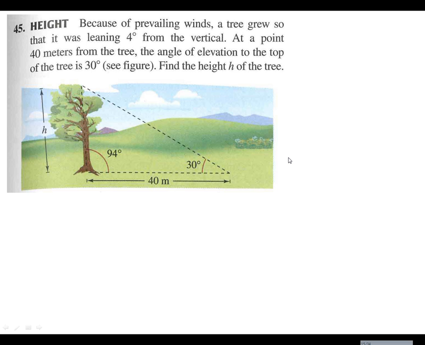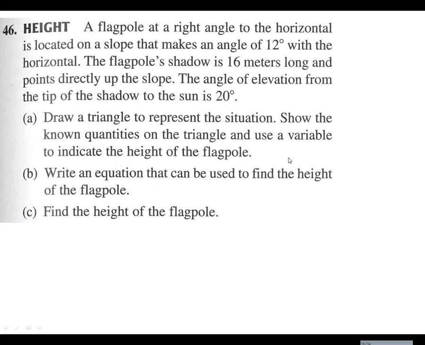Alright, so second half of the 6-1 homework, we're going to get into our word problem. Start with 46. For part A, we need to draw a triangle to represent the situation described above. A flagpole at a right angle to the horizontal is located on a slope that makes an angle of 12 degrees with the horizontal. Alright, let's start with the slope.